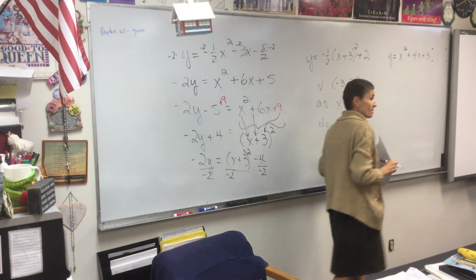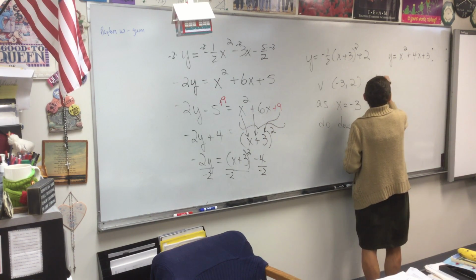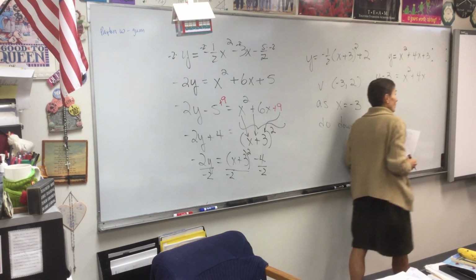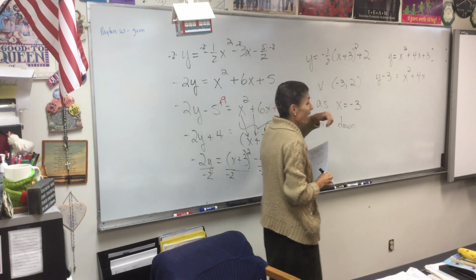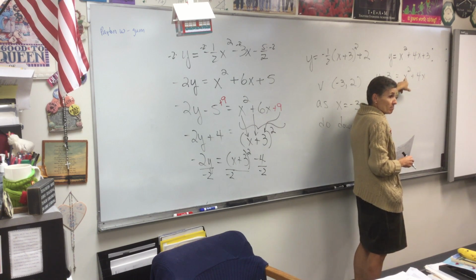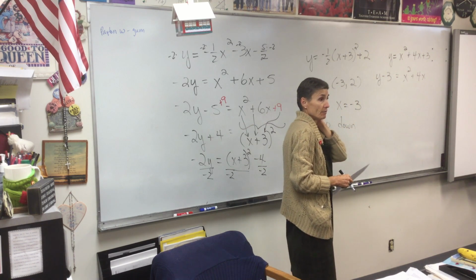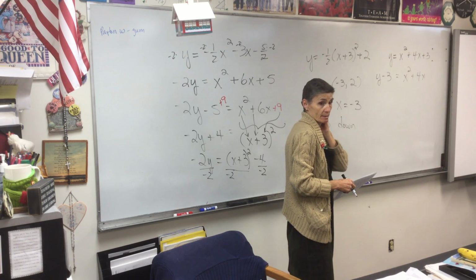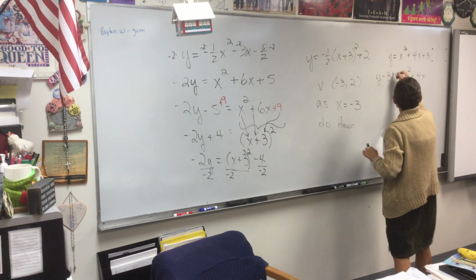So, what do we do to get started? Move the 3 over. Now, do I have to worry about dividing by anything in this problem? No, because why? That number's already a 1. So I'm ready to go. So what do I do? I take half of 4, which is 2, squared is 4. So I'm going to add 4 to both sides.